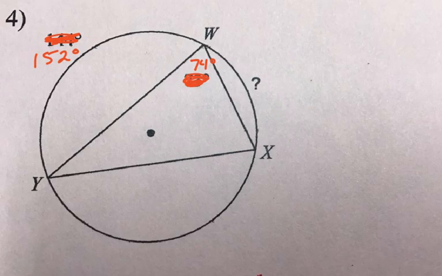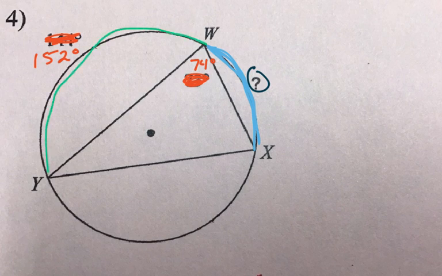Okay, let's look at problem number 4. Now this one's more of a puzzle. Notice the question mark over here. So our goal is to somehow figure out what I'm coloring in blue here. What is that arc of the circle in blue, right? That's the question. Well, we do know this part of the circle is 152. That was given. And we were given this 74 degree angle inside here.